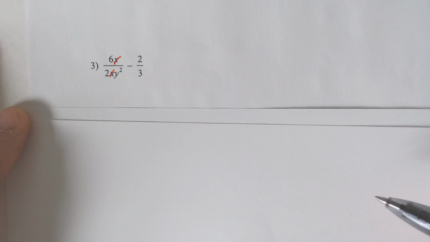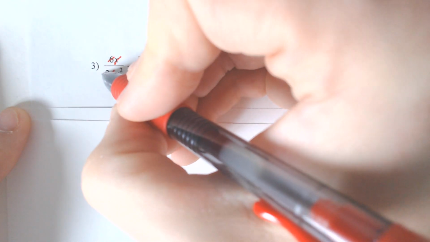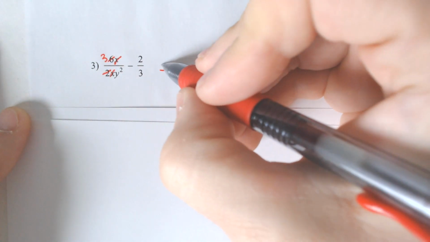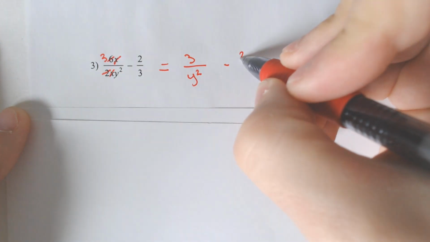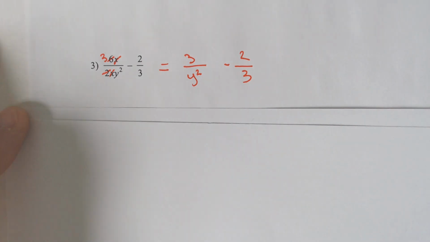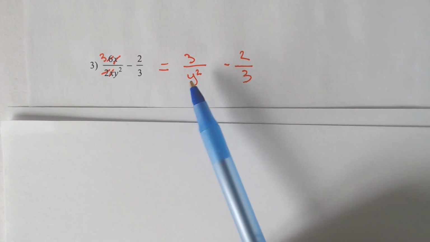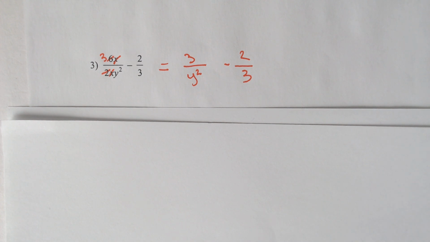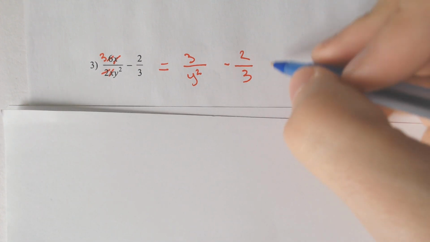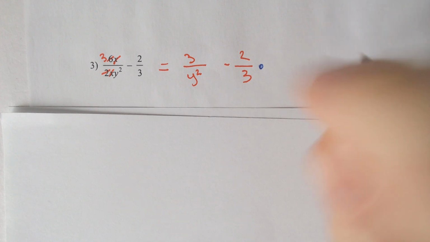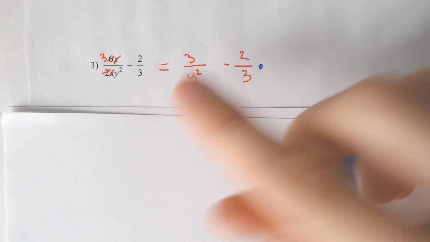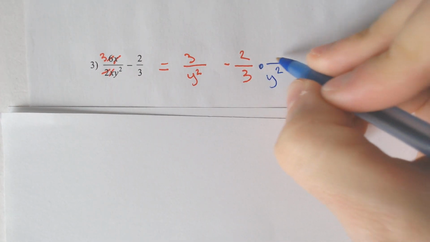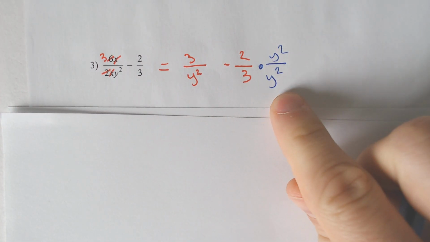If you look, x over x is gone. And 6 divided by 2 is 3. So we really have 3 over y squared minus 2 over 3. And here, the bottoms for the first time ever are not the same. So my recommendation is multiply by what you are missing. Over here, we have a 3, but we are missing the bottom part of a y squared. If we multiply by y squared over y squared, I would get 3y squared.